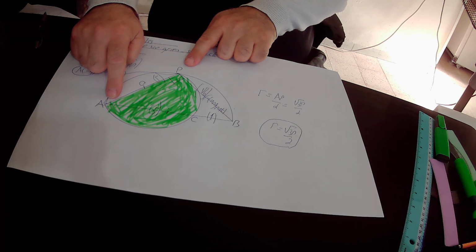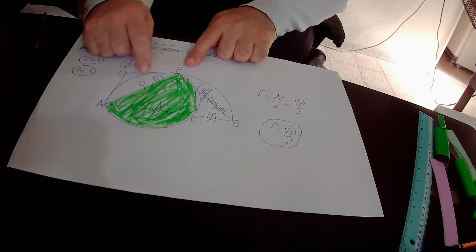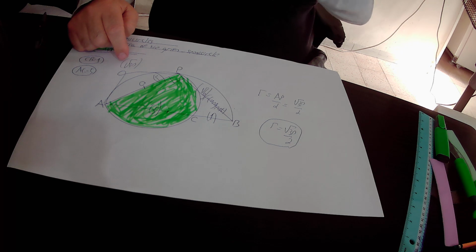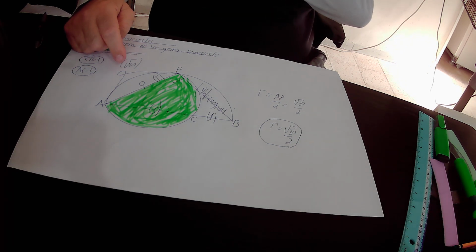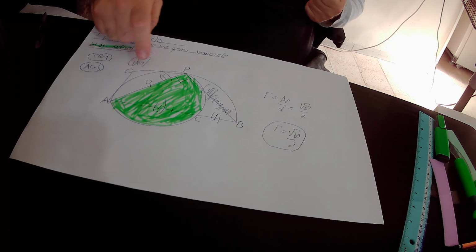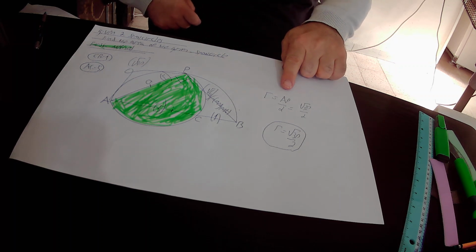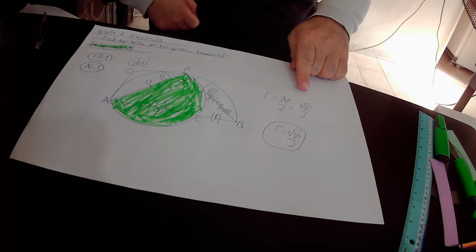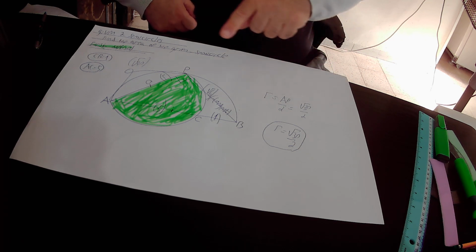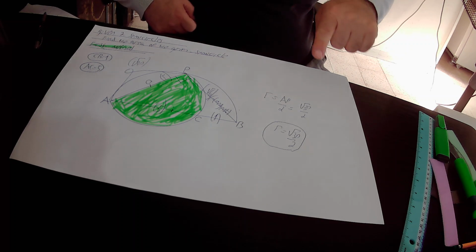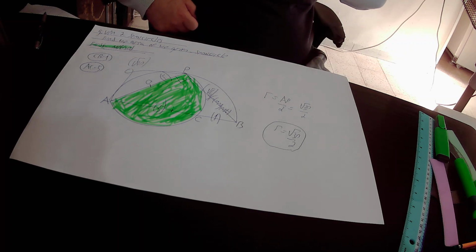If the diameter AP equals the square root of 30, it means that the radius must be equal to half of it. So the radius R of this green semicircle must be equal to the diameter AP over 2. AP is the square root of 30, and AP over 2 is the square root of 30 over 2. So the radius R equals the square root of 30 over 2.